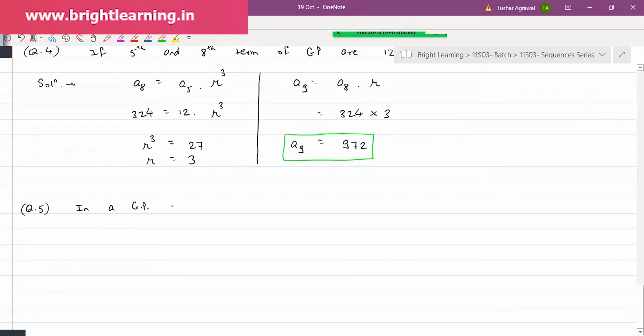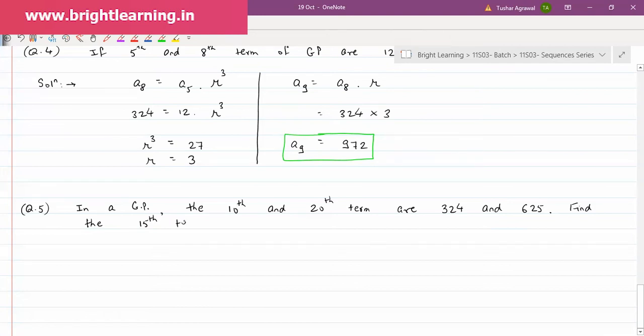In a geometric progression, the 10th and 20th term are 324 and 625. Find the 15th term.